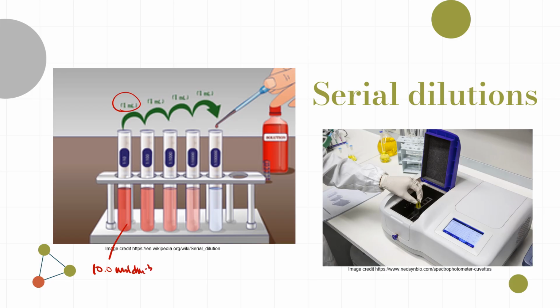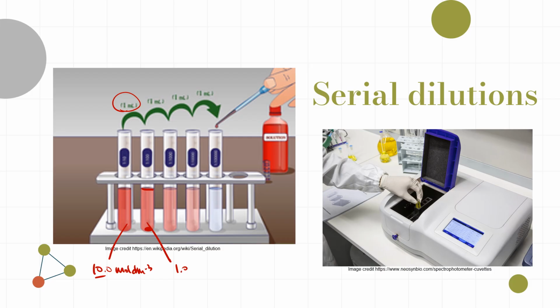Let's say that I have this solution that's super concentrated, 10 moles per cubic decimeter. And I take 1 cubic centimeter, 1 milliliter out of it, and I add it to this test tube, and I add 9 cubic centimeters of water. So now it's 1/10 the concentration of this one. I diluted it by 1/10. So this one's concentration is now 1.